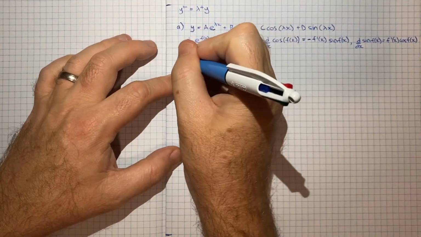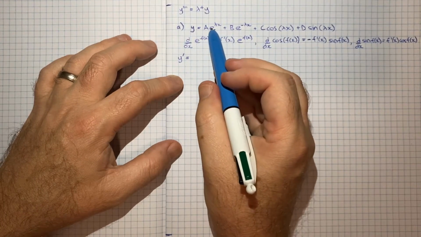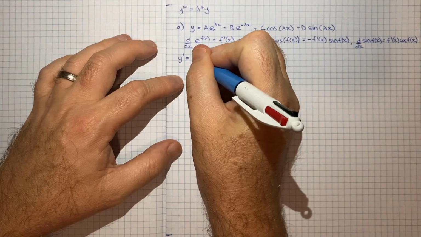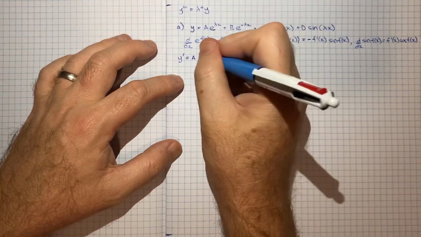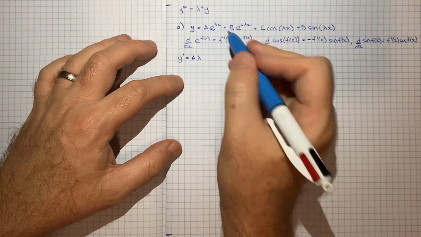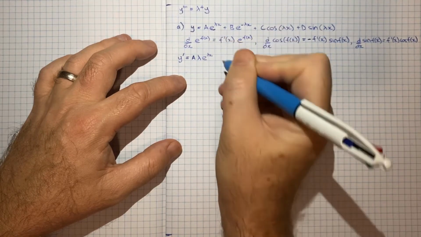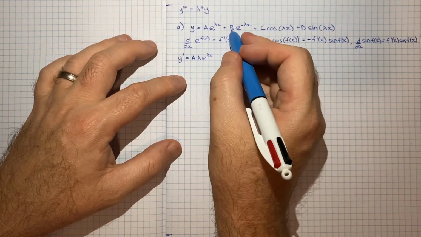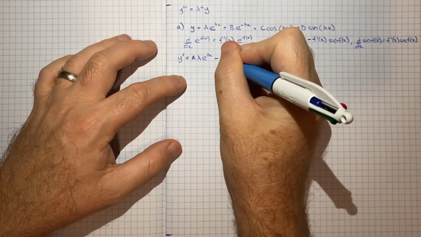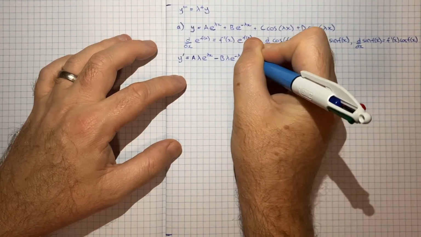So let's start by getting y'. We're going to differentiate this e to the f(x). So the constant A stays out the front. Then we'll get our λ, which is f'(x), the derivative of this bit up here, and then we keep the e to the f(x), e to the λx. Here we'll have the same thing, but there'll be a negative. So the negative will come out, and then we'll keep our constant B, λe to the negative λx.